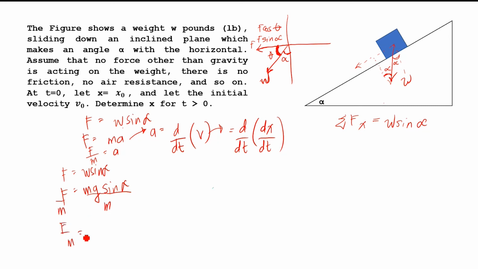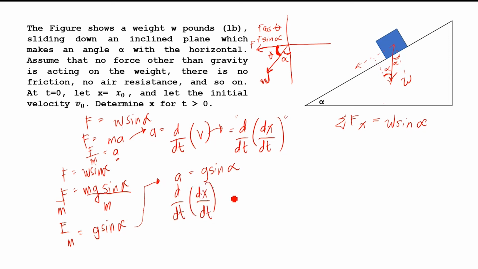So we can divide both sides by the mass. F over m is equal to g sin alpha. We all know that F over m is acceleration, so we have acceleration is equal to g sin alpha. And we know that this acceleration is equal to this one.